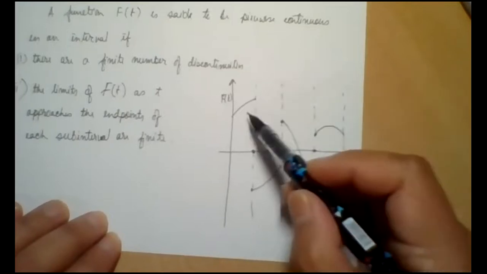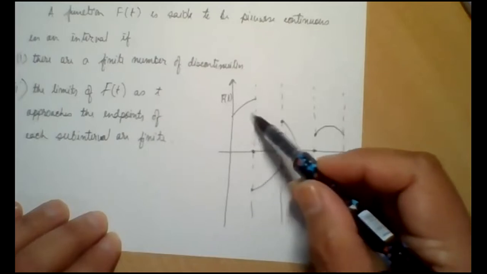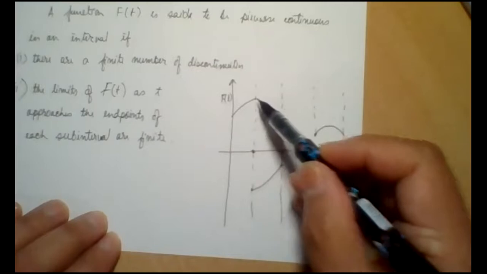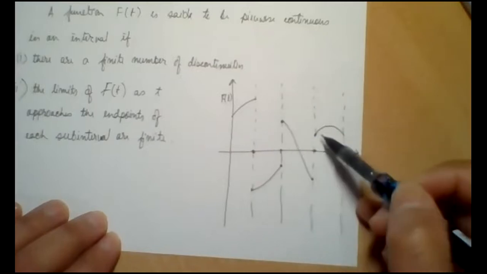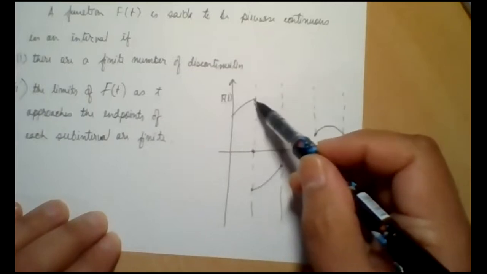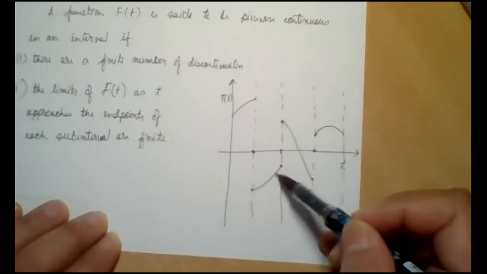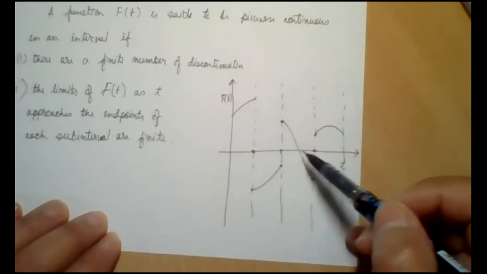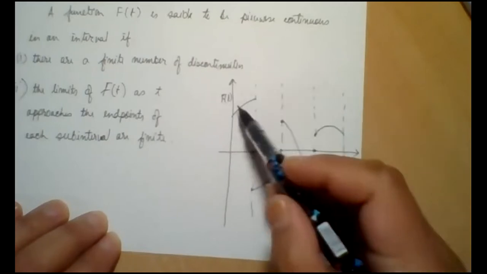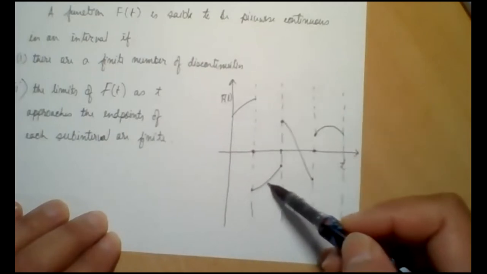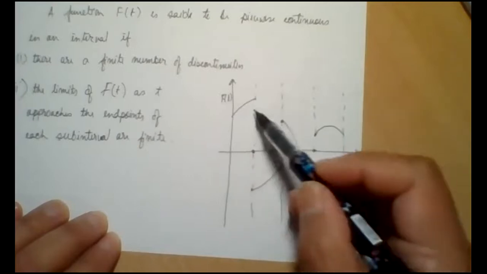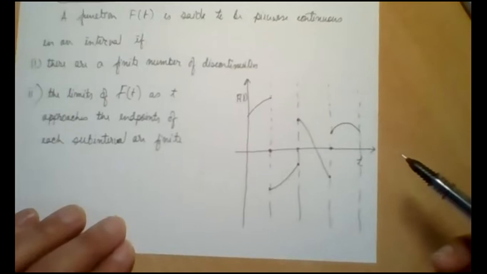So this function can be divided into a number of subintervals, and inside each subinterval, the function is continuous. Inside this small subinterval, the function is continuous. Inside this subinterval, the function is continuous, but overall, the function is discontinuous. Here also the function is continuous, and here also, but overall, there are many points of discontinuities.